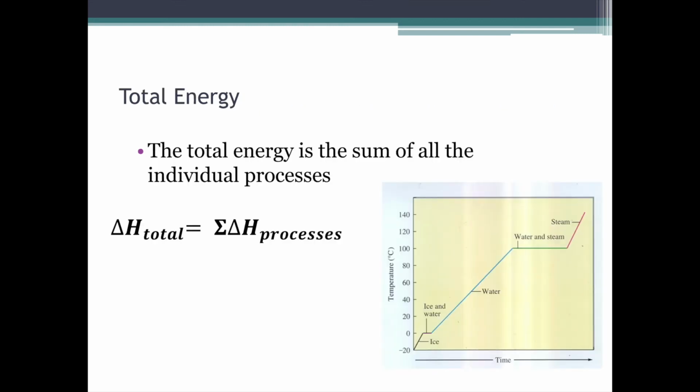So if you want to talk about total energy, the total energy is the sum of all the individual processes. So delta H total is the sum of delta H for each process. You can think about this as delta H1, the first line segment, plus delta H2, the second line segment. It doesn't have to be delta H's either. You could use Q total and Q1 plus Q2 because Q and delta H mean the same thing.